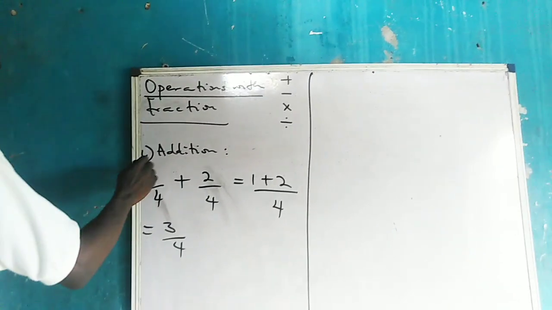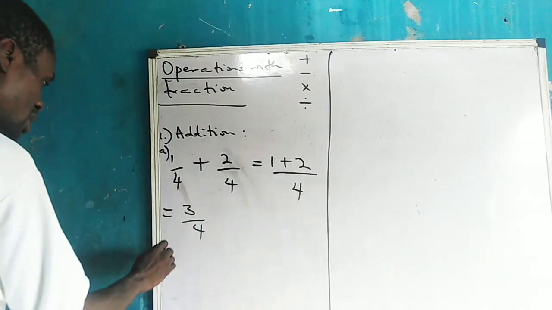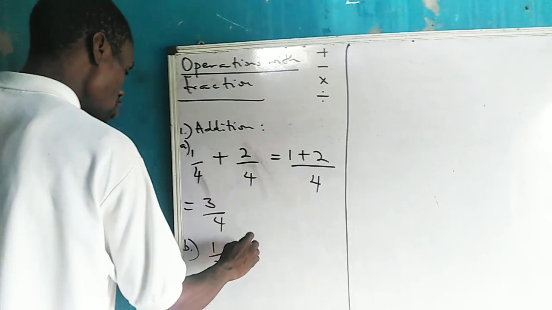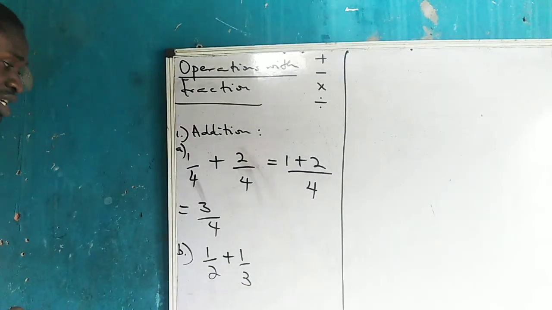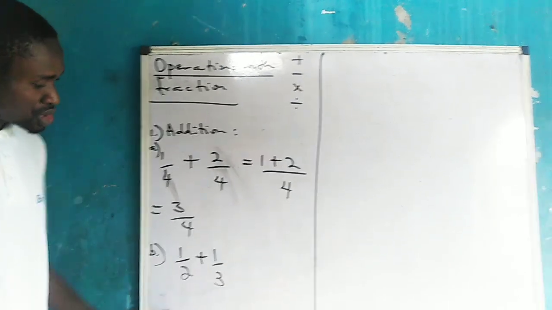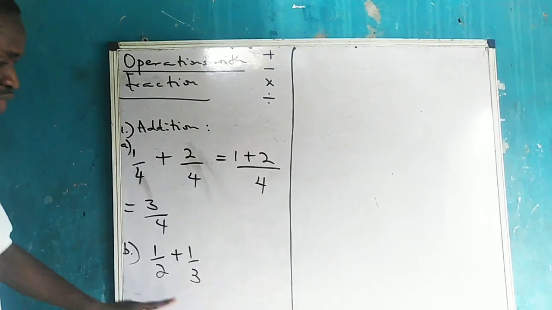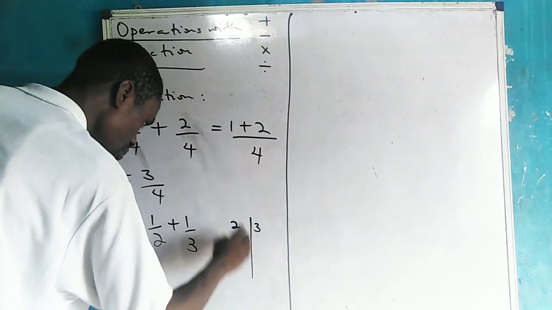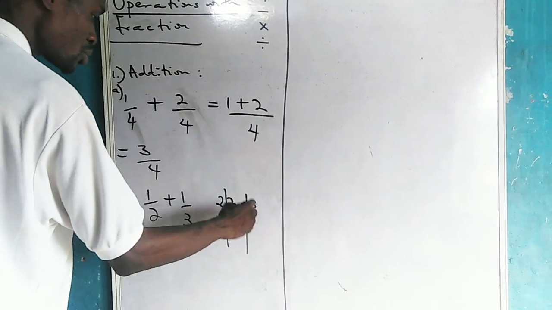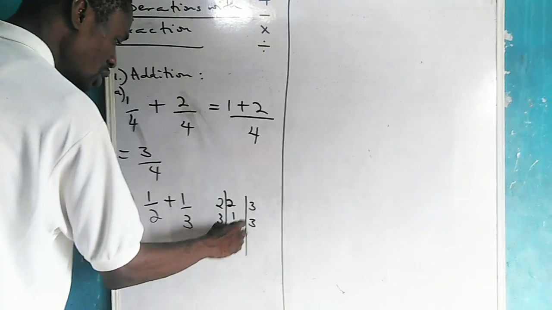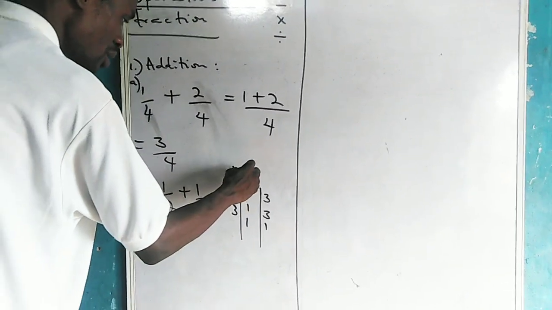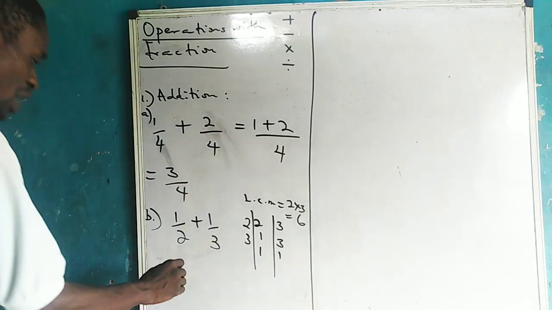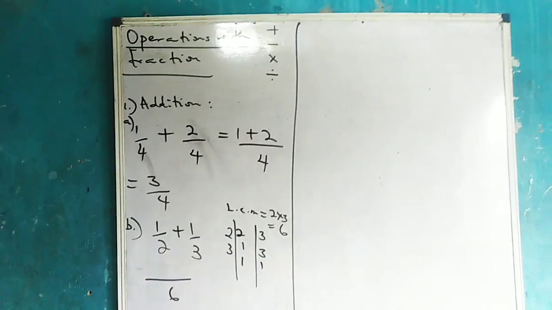Then in another case, still under addition, we will have something like 1 over 2 plus 1 over 3. This is still addition, but the denominators are different. So in this case, you have to look for the LCM of 2 and 3. 2 goes into 2, 2 cannot go into 3, then 3 into 3. Are you getting it? So the LCM will be 2 times 3, which is 6. I'll draw a line and write the LCM I've just derived.